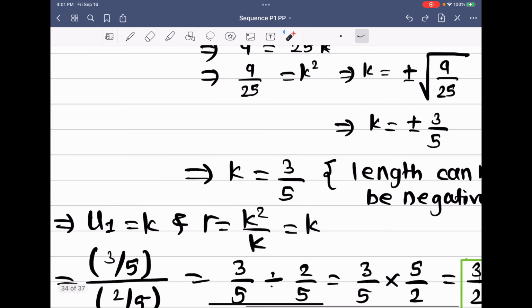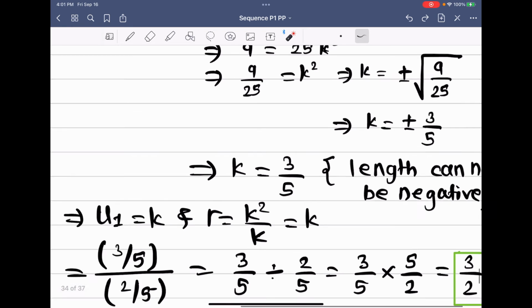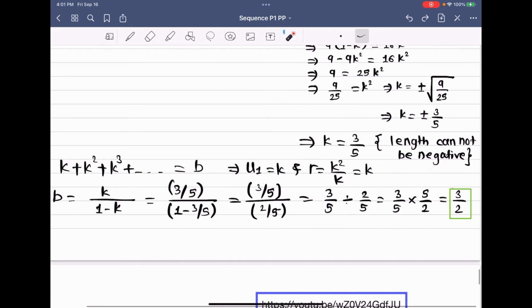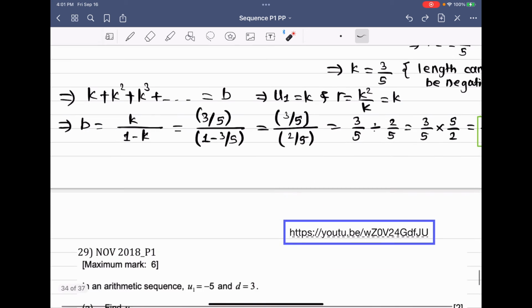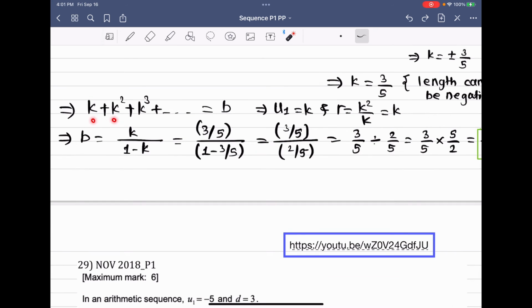But do not directly write down only positive 3 by 5. This is your condition. This is what you are understanding about the problem. I got k is 3 by 5. That is not my solution. I want to find b. And what is b? b is basically k plus k square plus k cube indefinitely. So here k plus k square plus k cube up to infinity is equal to b.